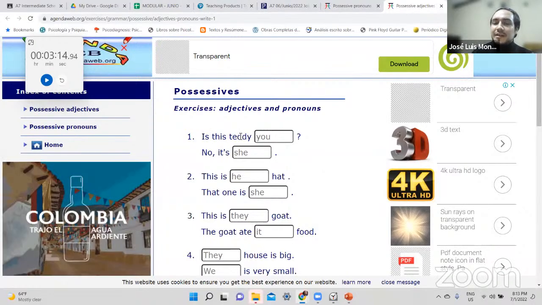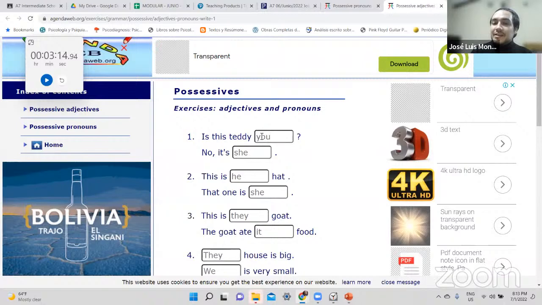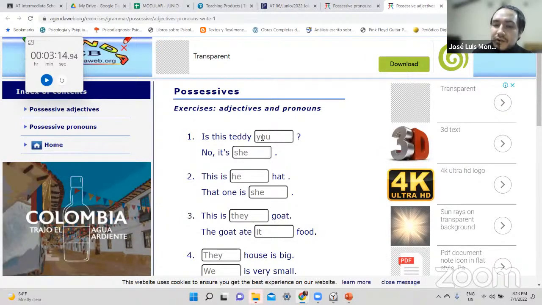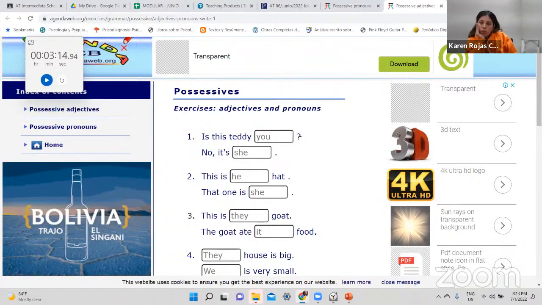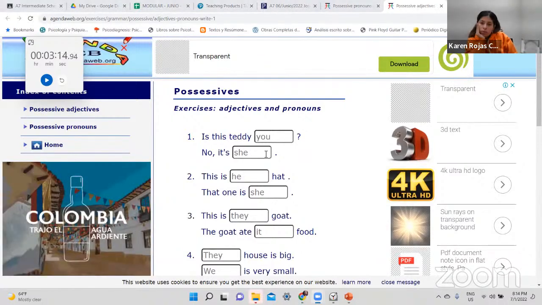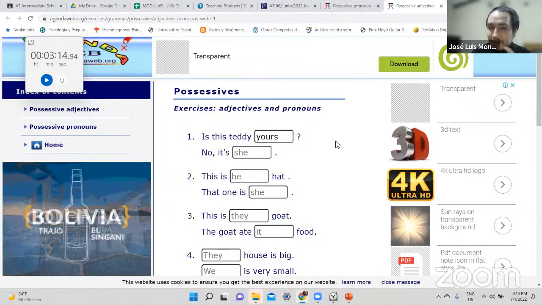So here, what do you believe is in this part? Is it your or yours? Remember, it depends if you have something afterwards. Yours. That's correct. We're going to check.